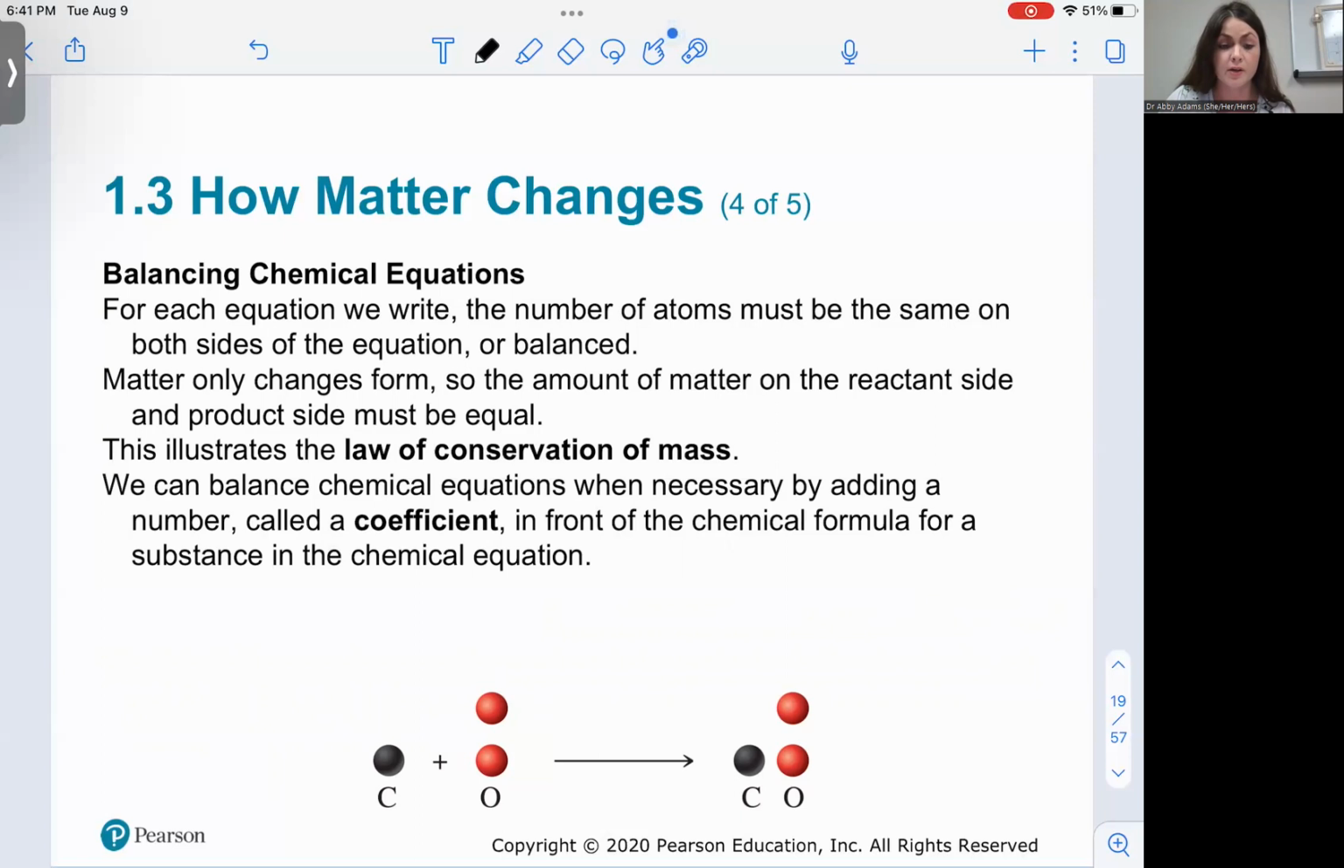And you can see this written here. Matter only changes form, so the amount of matter on the reactant side and the product side must be equal. That's why the equation has to be balanced. There's a meaning to that. It is fun to do it, but we're not just doing it for fun. It illustrates the law of conservation of mass. We can balance the equation by adding a number called a coefficient in front of the chemical formula for a substance in the chemical equation. Okay.